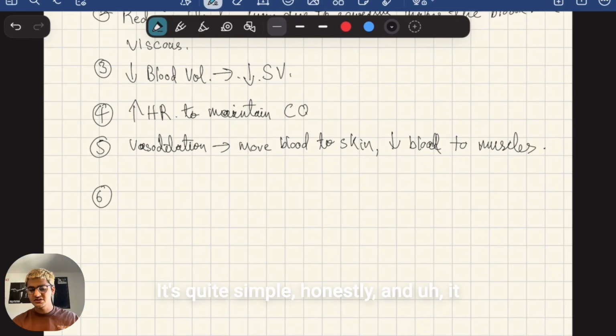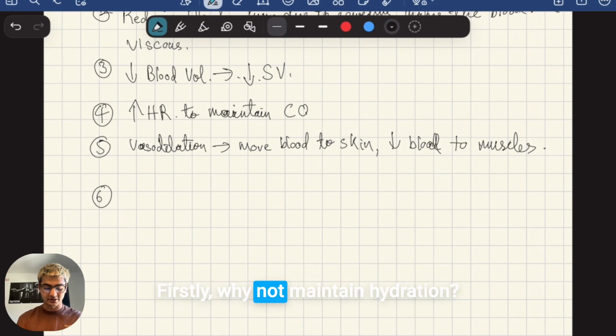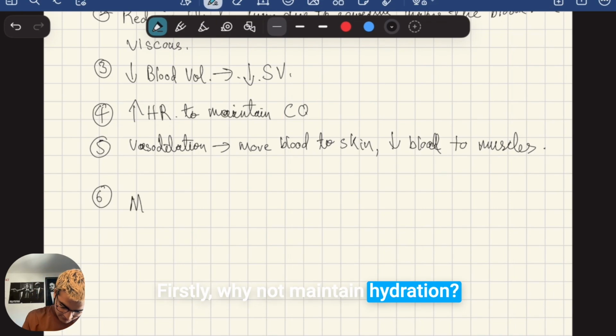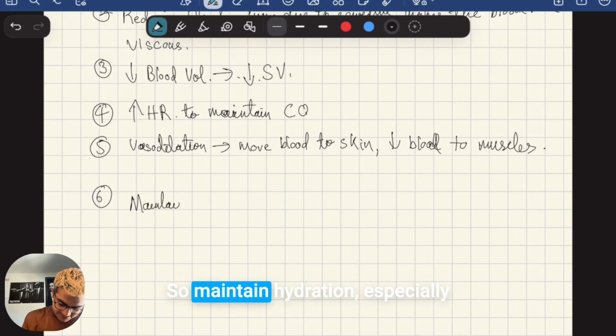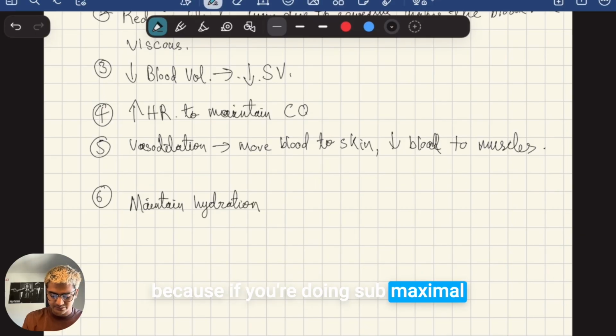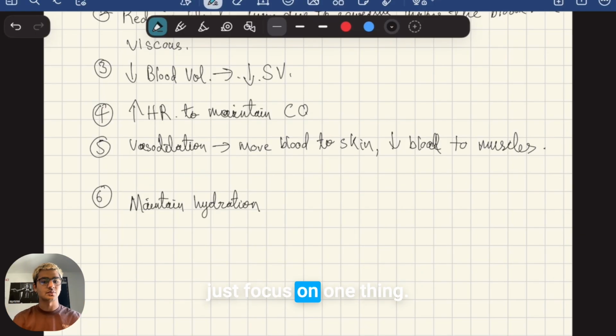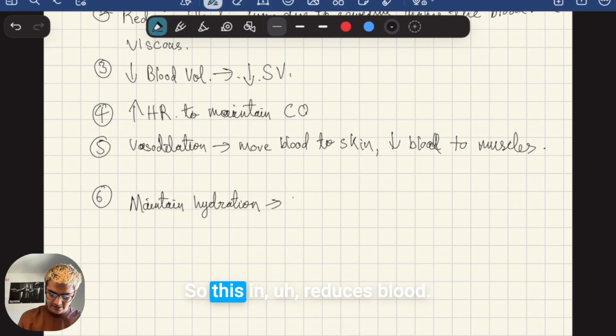Now on to the prevention. Prevention, it's quite simple, honestly, and it just takes a little bit of common sense. Firstly, why not maintain hydration? So maintain hydration, especially because if you're doing submaximal exercise, you can kind of still multitask. You don't really have to just focus on one thing. So this reduces blood viscosity.